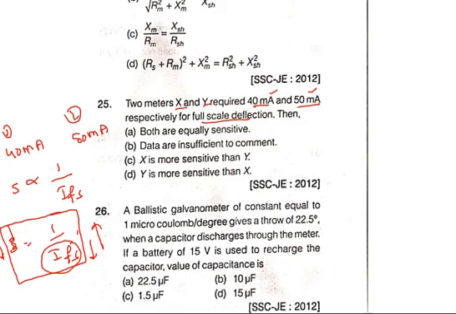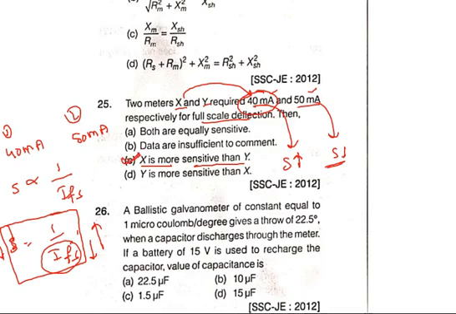In this case, X is very small, 40 milliamps compared to the second one. This is small. When current is small, what happens? Sensitivity becomes more. So that happens in option C only. X is more sensitive than Y. Less value, more sensitivity. Sensitivity increases. In the second case, sensitivity decreases. That is why C is the correct answer. X is more sensitive than Y.